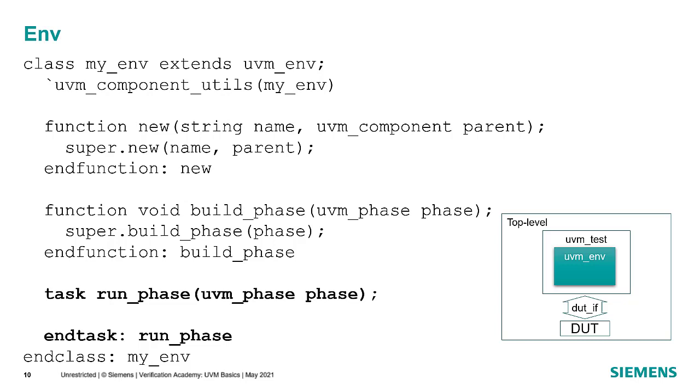And then in the environment, there is a run phase. The run phase is the only task-based phase in UVM. And all of the phase methods, whether they are functions or tasks, take this uvm_phase argument so we know which phase we're in. Now, there are actually other task-based phases that run in parallel with the run phase, but for the most part, they're not really used. So we're just going to stick with the run phase.